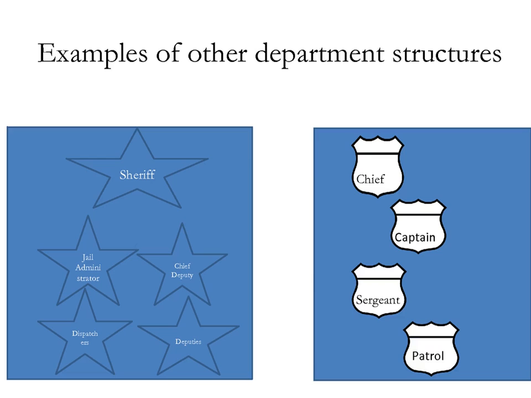Here is an example of department structures from the area I live in. The first one is of the Sheriff's Department. As you can tell, on top is the Sheriff. Then it goes down to Jail Administrator, and from Jail Administrator it goes to Dispatchers. On the right-hand side, you can see Chief Deputy, and then deputies under that. For the Police Department, Chief is the head, then it's a Captain, then Sergeant, and then Patrol Officer.